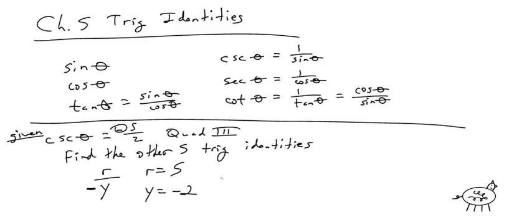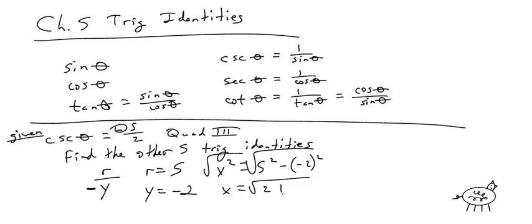We need to find x. So don't you guys agree it's x squared equals r squared minus negative 2 squared? And then take the square root of both sides. So you basically get x is equal to the square root of 25 minus 4, which is square root of 21. Is that right? Did everybody agree with that?